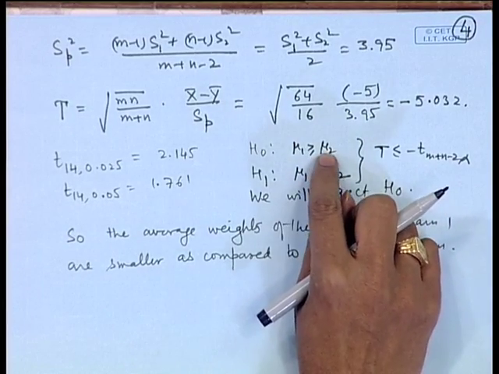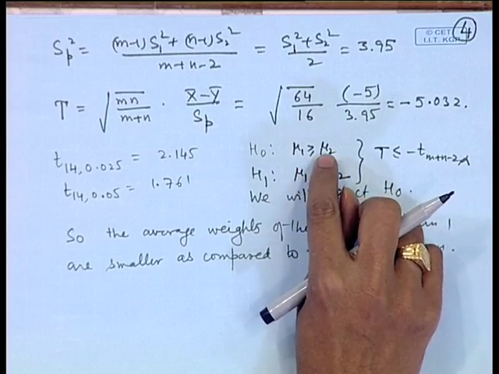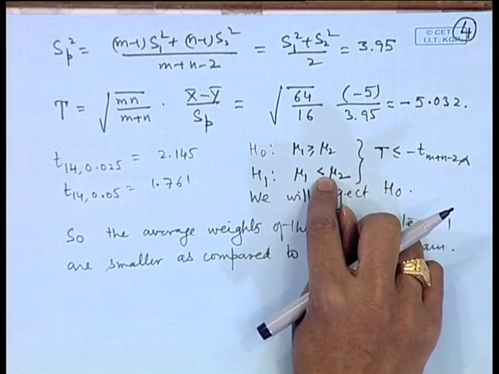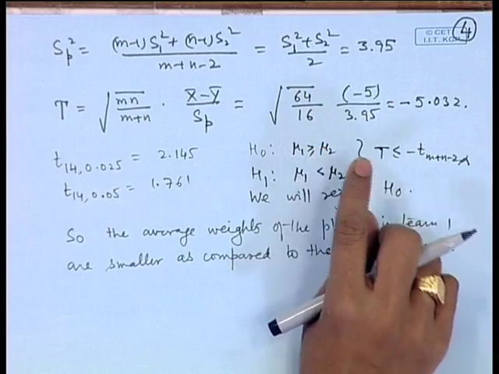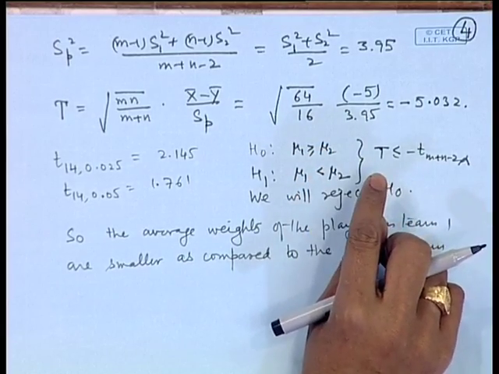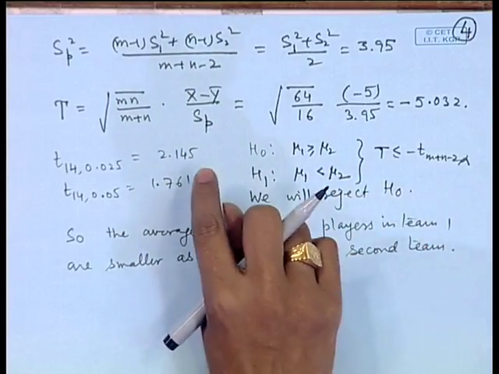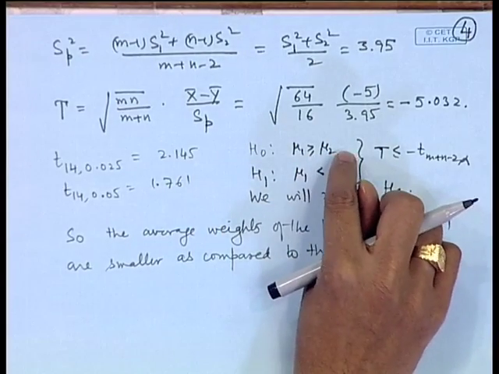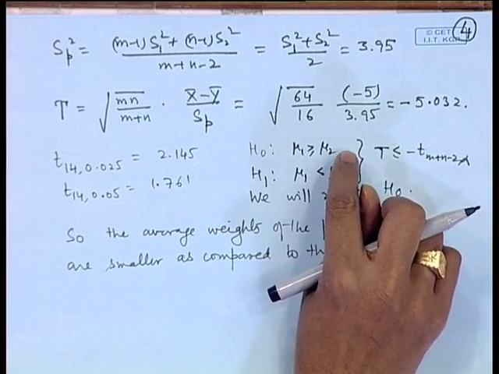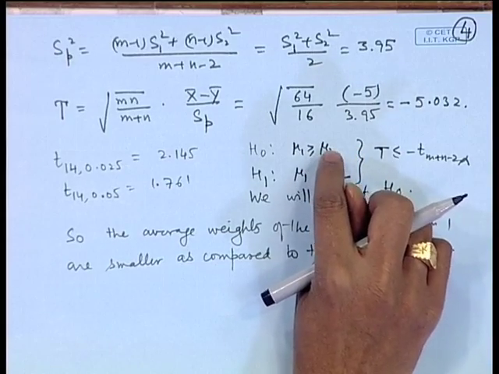If we had reversed this hypothesis, suppose I put mu 1 is less than or equal to mu 2 here and mu 1 greater than mu 2, then we cannot reject H naught. So, that means we are actually supporting mu 1 is less than or equal to mu 2 here, and of course, the hypothesis of equality is also rejected here. Therefore, we should say that mu 1 is greater than mu 2, because equality is also ruled out.